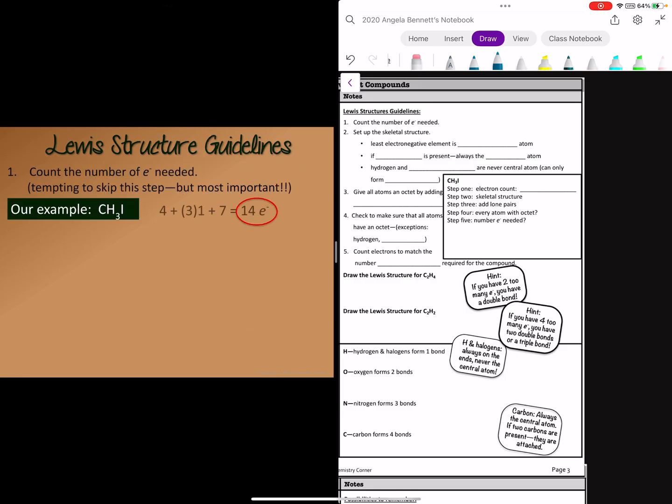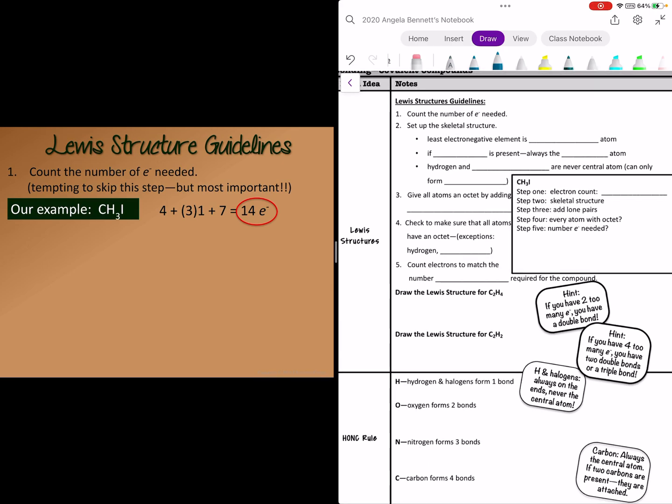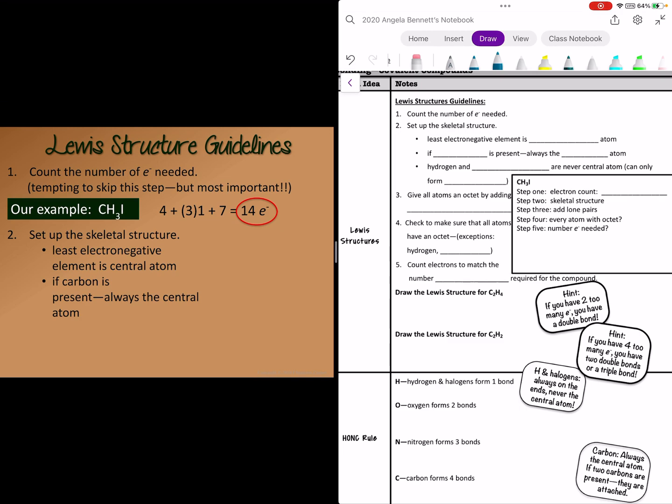And again, this is a lot of review, so I'm going to just go through it a little bit quicker. Again, the rules, the steps for your Lewis structures. Count the number of valence electrons you need. Then it says set up the skeletal structure. And then after we set up that skeletal structure, the least electronegative is the central atom. If carbon is present, then it will always be the central atom.